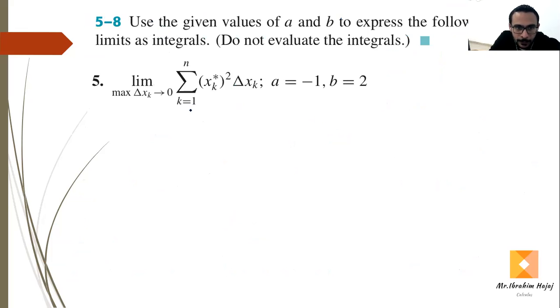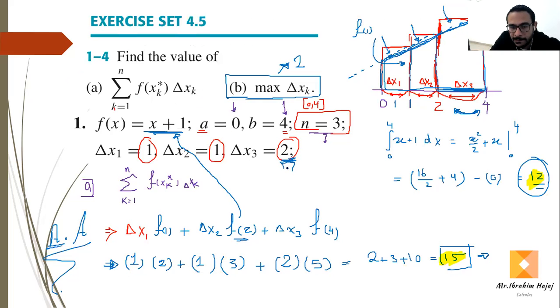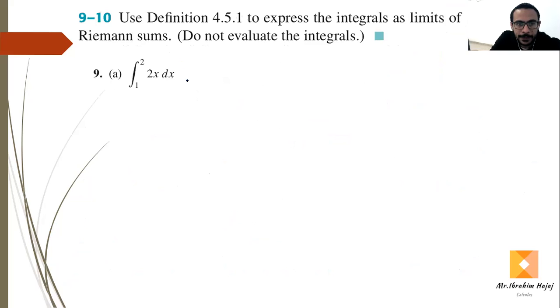Okay. One more question I'm going to leave for you guys as homework. Number 5, the same as the previous question, but in this one, max delta x is what? It approaches 0. N approaches what? 0. Same method, nothing different.